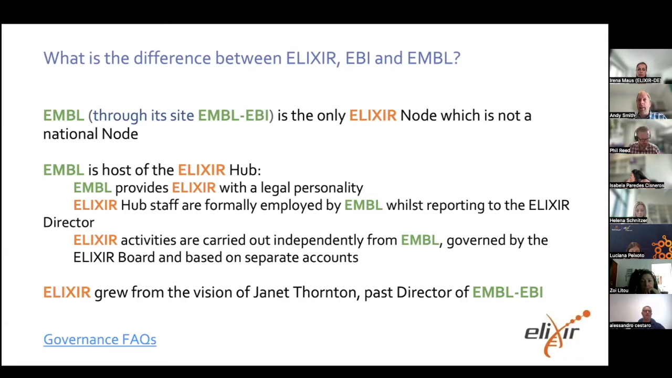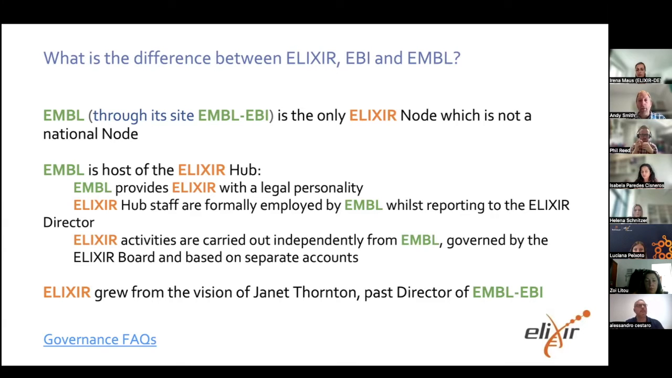And also just to go a little bit deeper into this as well. So I've already mentioned how EBI is a node of Elixir, but it's the only node which isn't a national node because it's part of EMBL, which is a European organization. Now, EMBL also acts as the legal host of the Elixir Hub as well. So when Elixir coordinates EU projects, we're doing it inside the framework of EMBL. Okay, so those of you who are involved in some of our EU projects might have recognized that legally it's part of EMBL because it's EMBL that gives its legal personality to Elixir and allows it to be established as an intergovernmental organization as well.